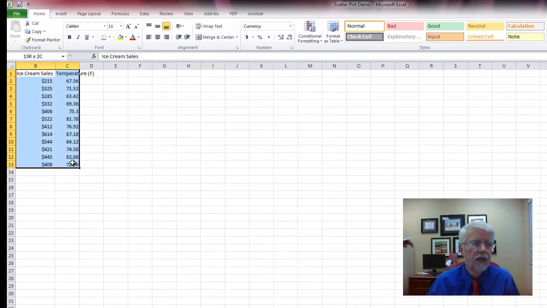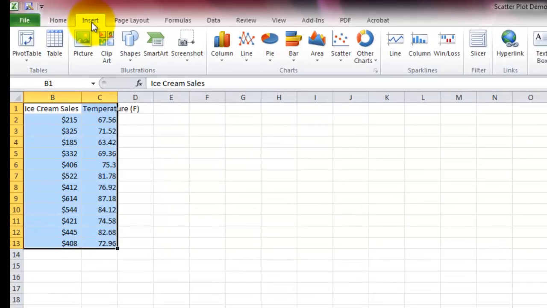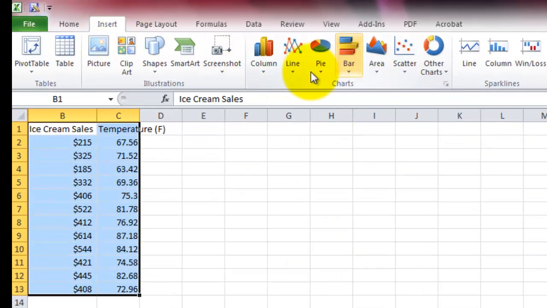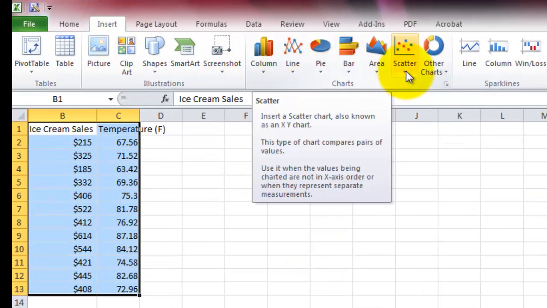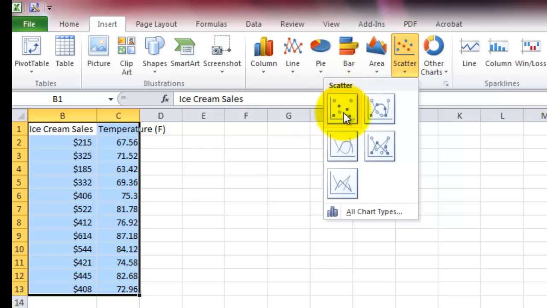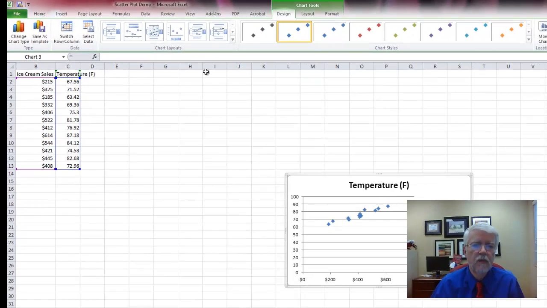So I'm going to select my information. Notice I just selected all the cells there with the information. I go up here to Insert, and one of my chart types is a scatter chart. That's what we're talking about, a scatter chart or a scatter plot. And there's several types you can have here. We'll take this basic one here.